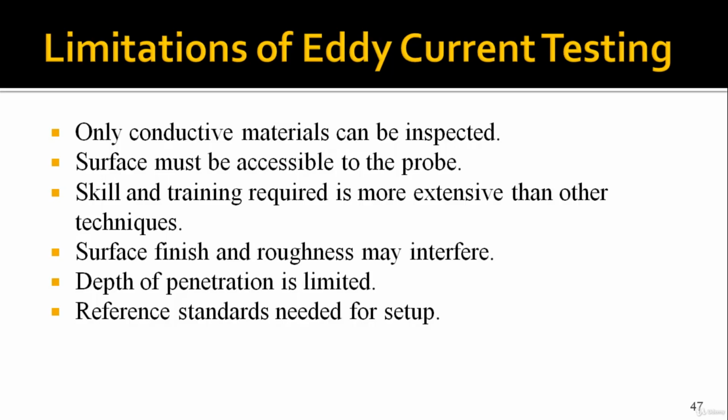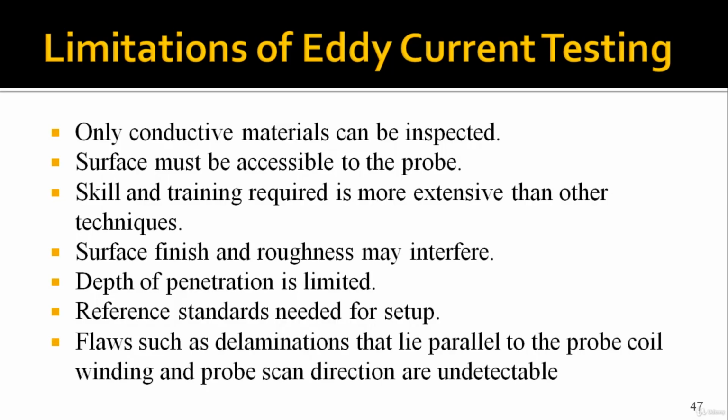Reference standards are needed for setup. There are reference standards needed to set up, like what the conductive material is, what voltage it requires, what the impedance and magnetic field are. So you need references for different materials. And the last is that flaws such as delaminations that lie parallel to the probe coil winding and probe scan direction are undetectable. It means if the flaw is along your probe, then it is impossible to detect that flaw. So these are some limitations too.